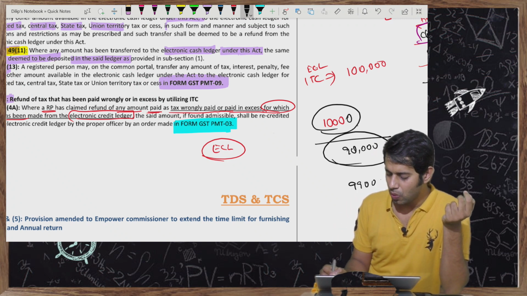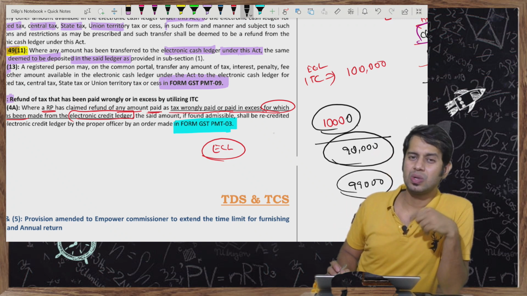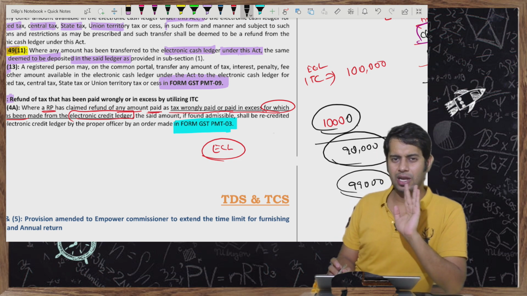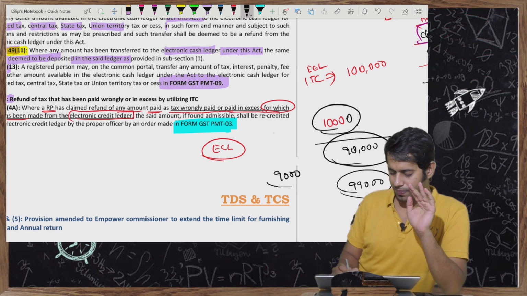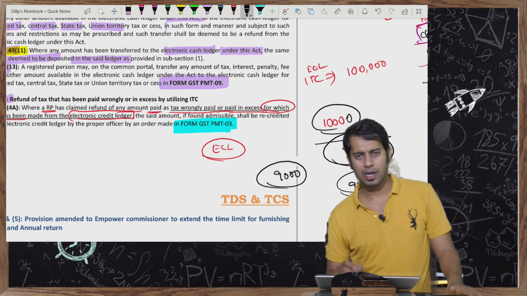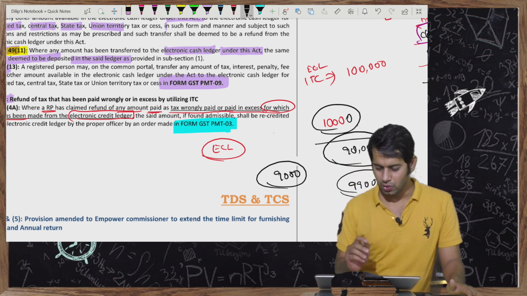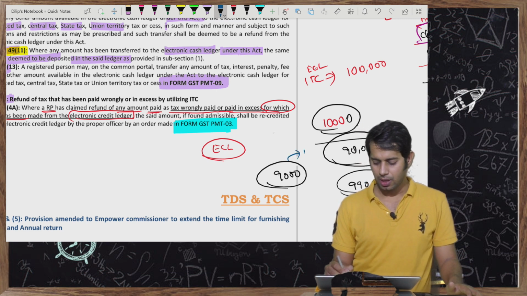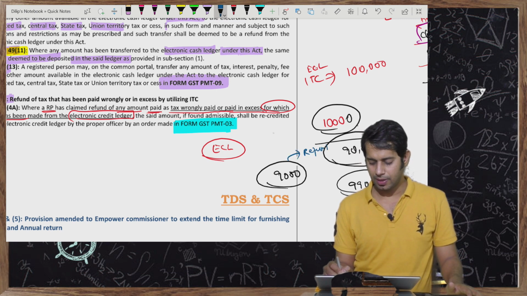Actually the balance was supposed to be 99,000, because you put 1 zero extra, the amount has been reduced by 9,000 extra. 9,000 extra rupees has been excess paid by you. Now this excess payment which is paid by you is by mistake. You can go and apply for refund.